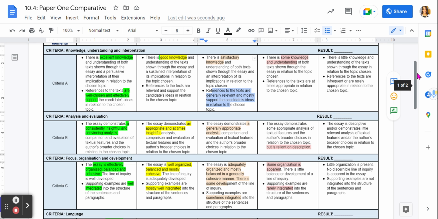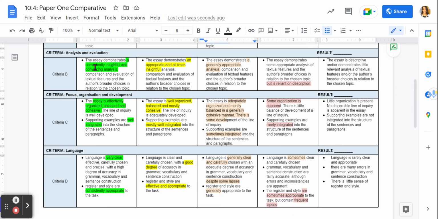If we have a look at criterion B, this is more to do with your analysis and evaluation, but also to do with the authorial choices. At a level A, it says the essay demonstrates a consistently insightful and convincing analysis. At a level B, it says an appropriate and at times insightful analysis. And at a level C, a generally appropriate analysis. So there's some difference in language there. But also, it's about the comparison between both texts.